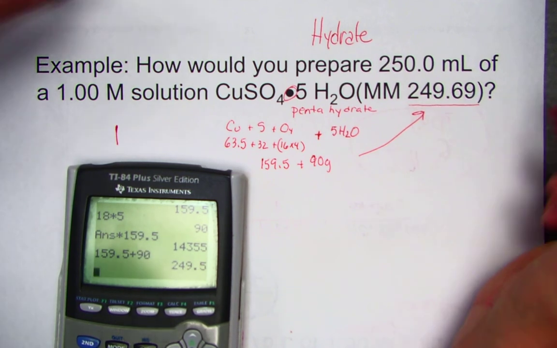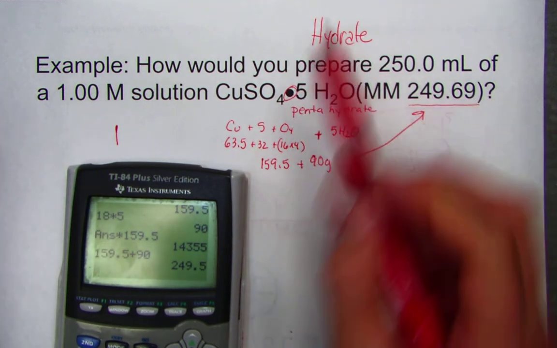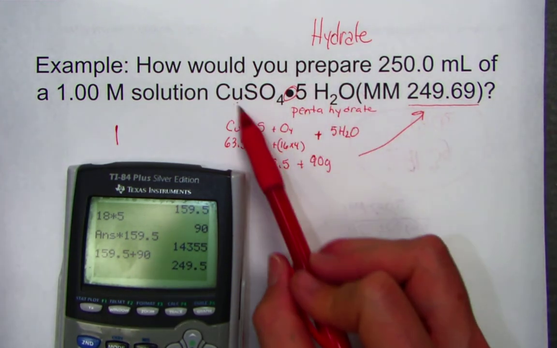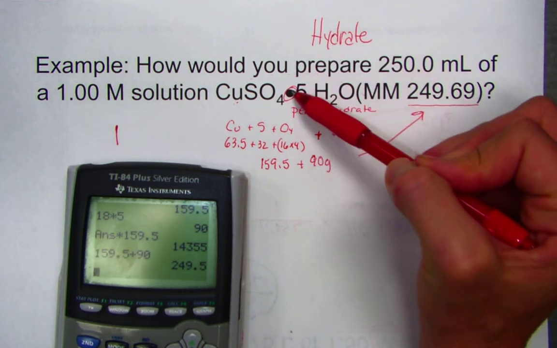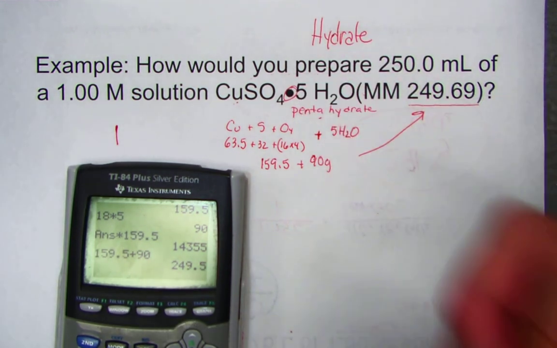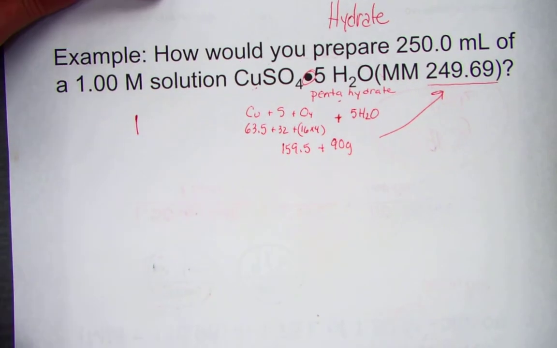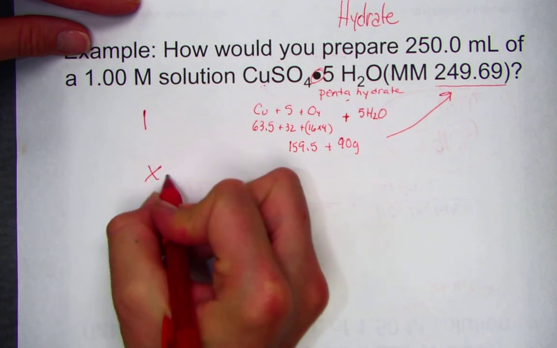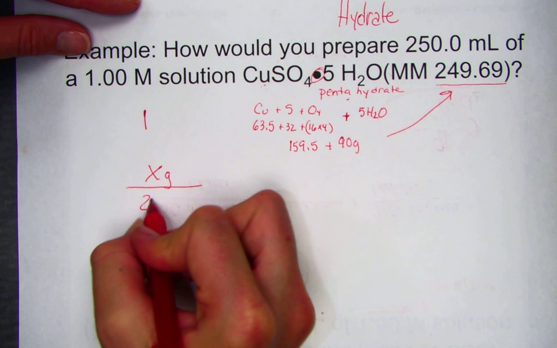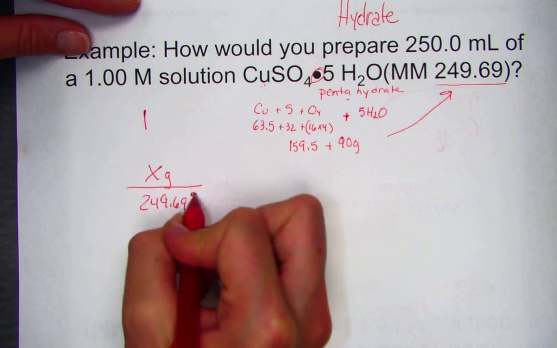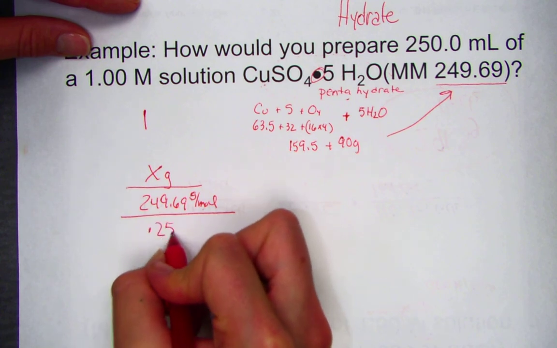I know I'm rambling a little bit, but if they didn't provide me with this molar mass and we actually had to calculate it, keep in mind the little dot means to not multiply, but add on the water weight. All right, just a reminder of hydrated crystals. How many grams do I need? Grams over molar mass, 249.69 grams per mole, to prepare 0.25 liters.